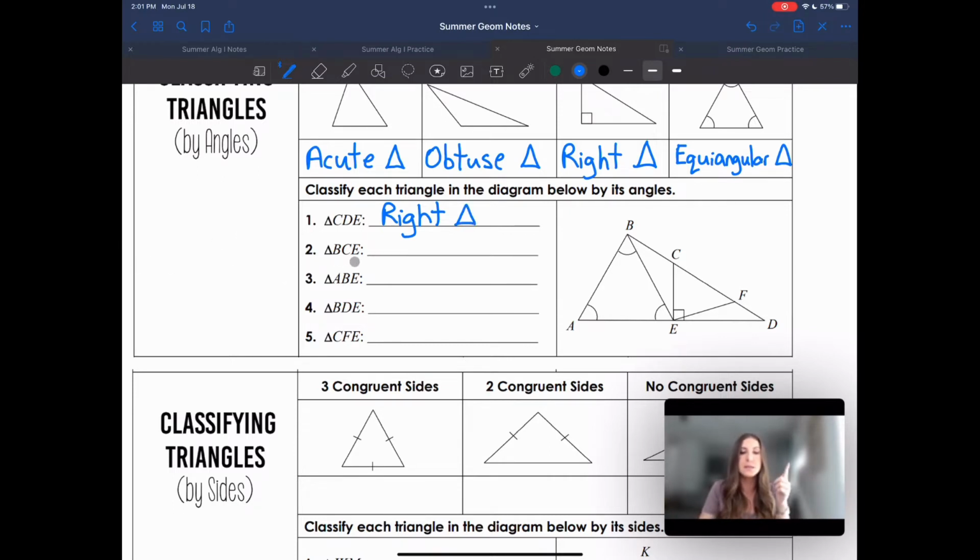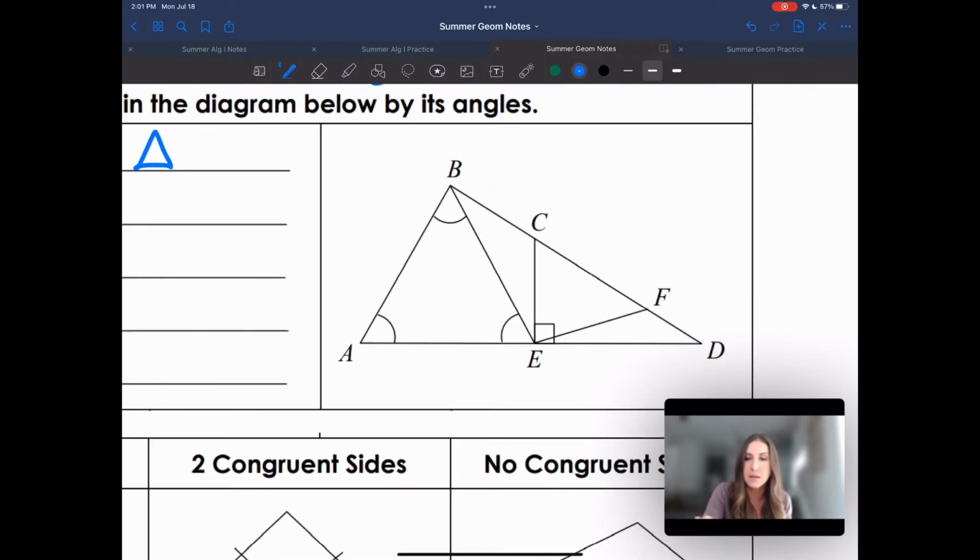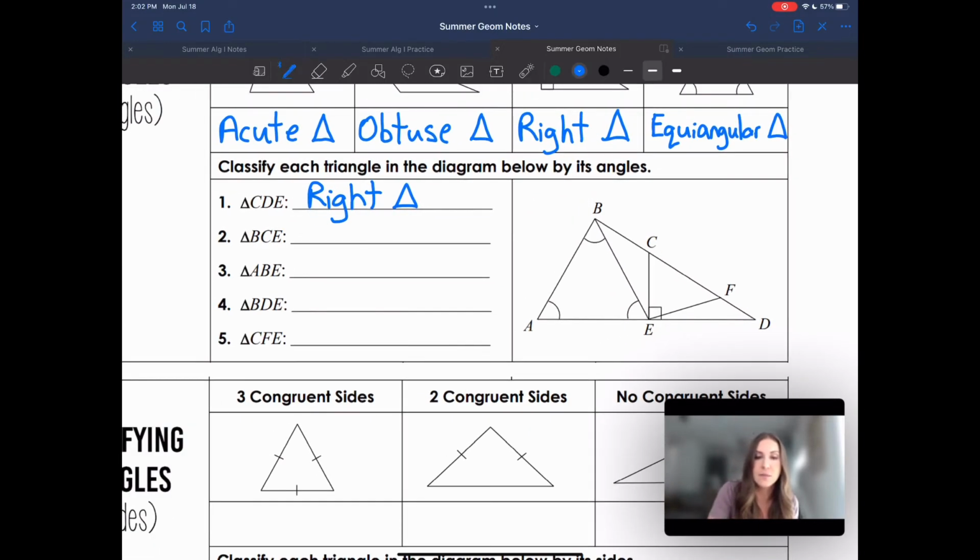Okay, let's look at our next one. We have triangle BCE. Let's make sure we're carefully locating the correct one. BCE. So here's B, here's C, here's E. If I outline it, let's take a look at its angles. Well, there's no right angles in it. They're not all the same measure. I definitely have one large angle right here that's clearly bigger than 90 degrees, which would automatically make this triangle obtuse. So this one is an obtuse triangle.